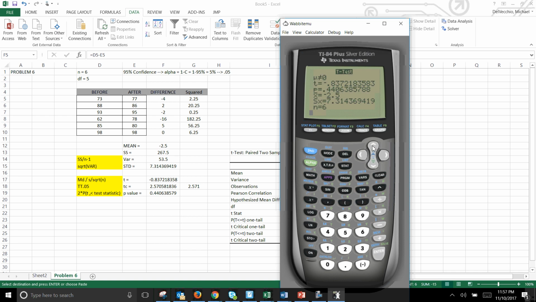Okay. All right, here. So we get our t-test statistic, negative 8.37. That matches up with what we had down here. Gets our p-value, 0.4406. That matches up with what we calculated here. You see here's the mean of our differences. Our standard deviation is 7.314. That matches up with what we calculated. So there you go. There's the information there for you.